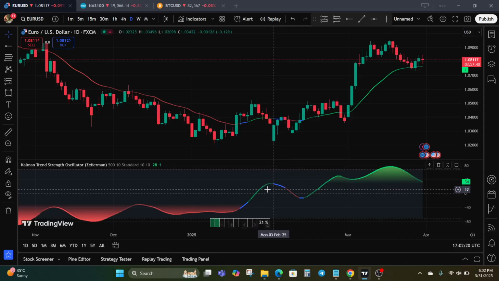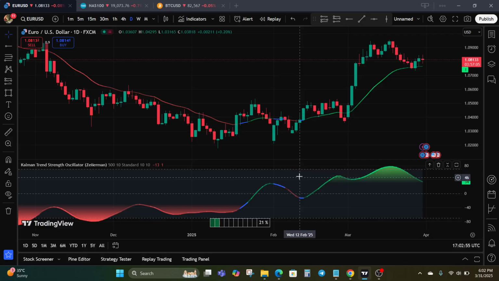This is an advanced tool that helps traders measure the strength of a trend with greater accuracy than standard indicators. Unlike traditional oscillators like the RSI or the MACD, it uses Kalman filtering techniques to smooth price data while still reacting quickly to trend changes. This means that traders get more reliable signals with reduced noise and fewer false reversals.